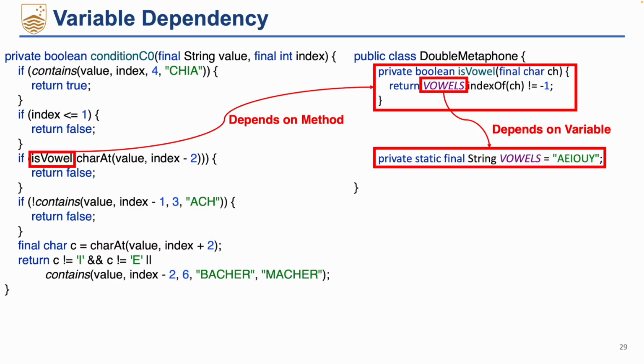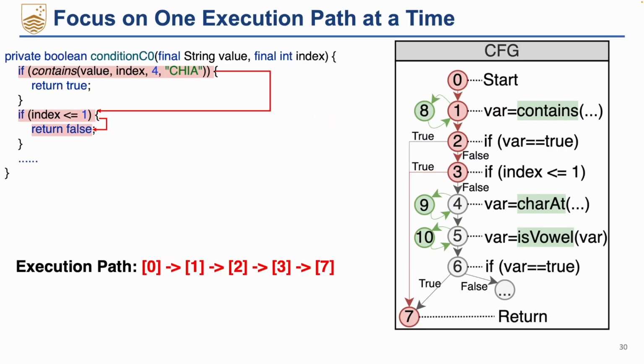In addition to method dependencies, the execution also depends on variable values. For example, the method isVowel depends on the variable vowels, which influences its return value. To handle complex control flow, JUnitGenie adopts a path-by-path strategy, generating tests for one execution path at a time. For example, we consider a path where the first check fails, then the execution moves to the next condition, and the index condition is satisfied. Then the method returns false.